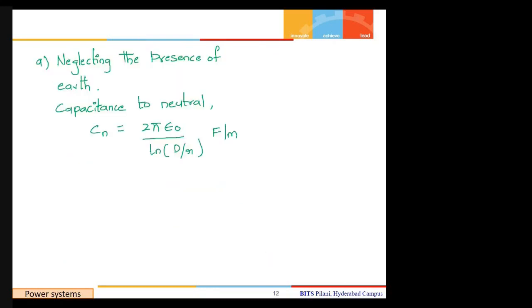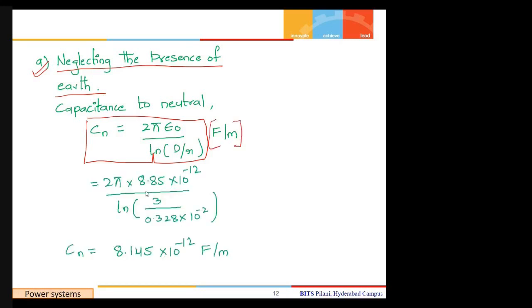First case, you neglect the presence of earth. There is no earth. That is case 1. The capacitance with respect to neutral formula is 2 pi epsilon divided by ln of d by r. The unit will be in farad per meter. So if you substitute the values of the GMD and the GMR, you will be getting the value of the capacitance in farad per meter.